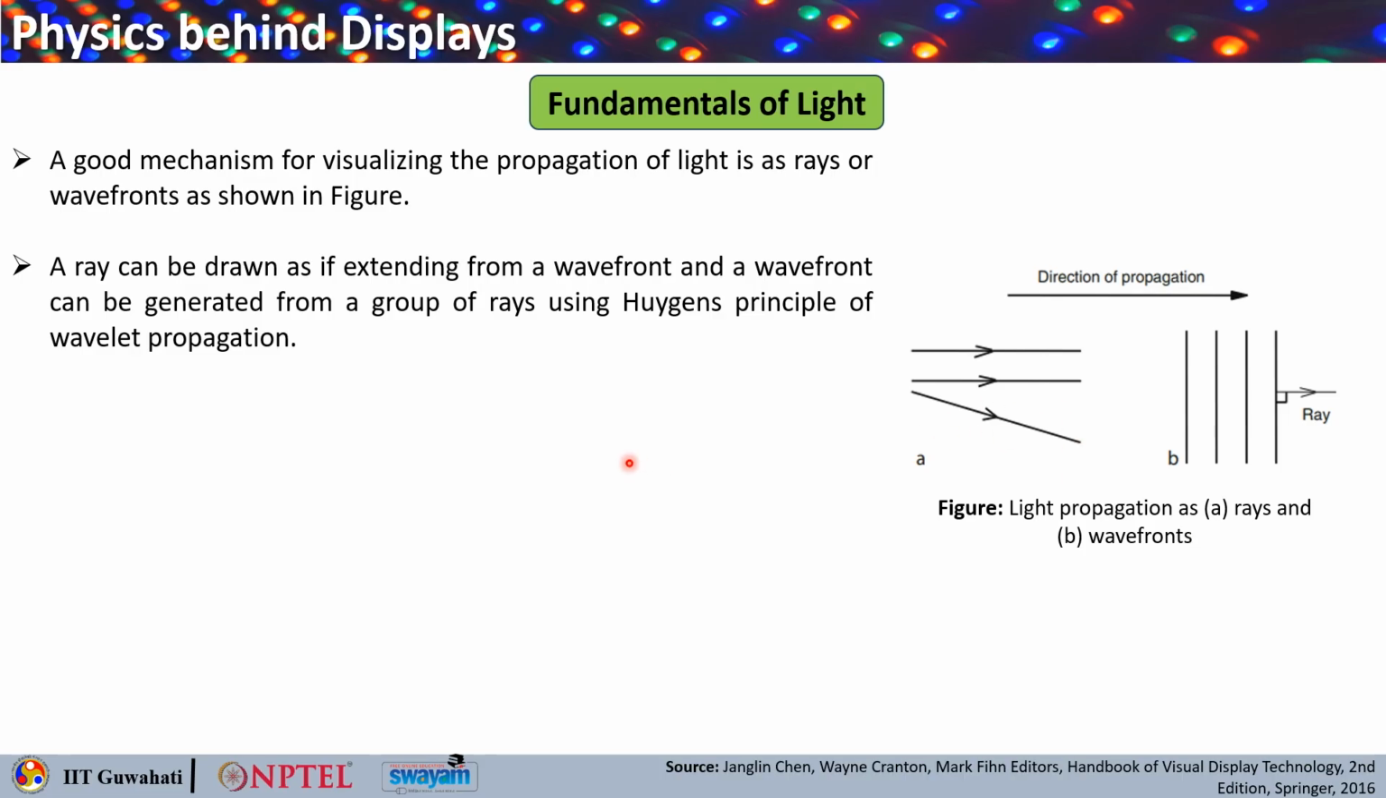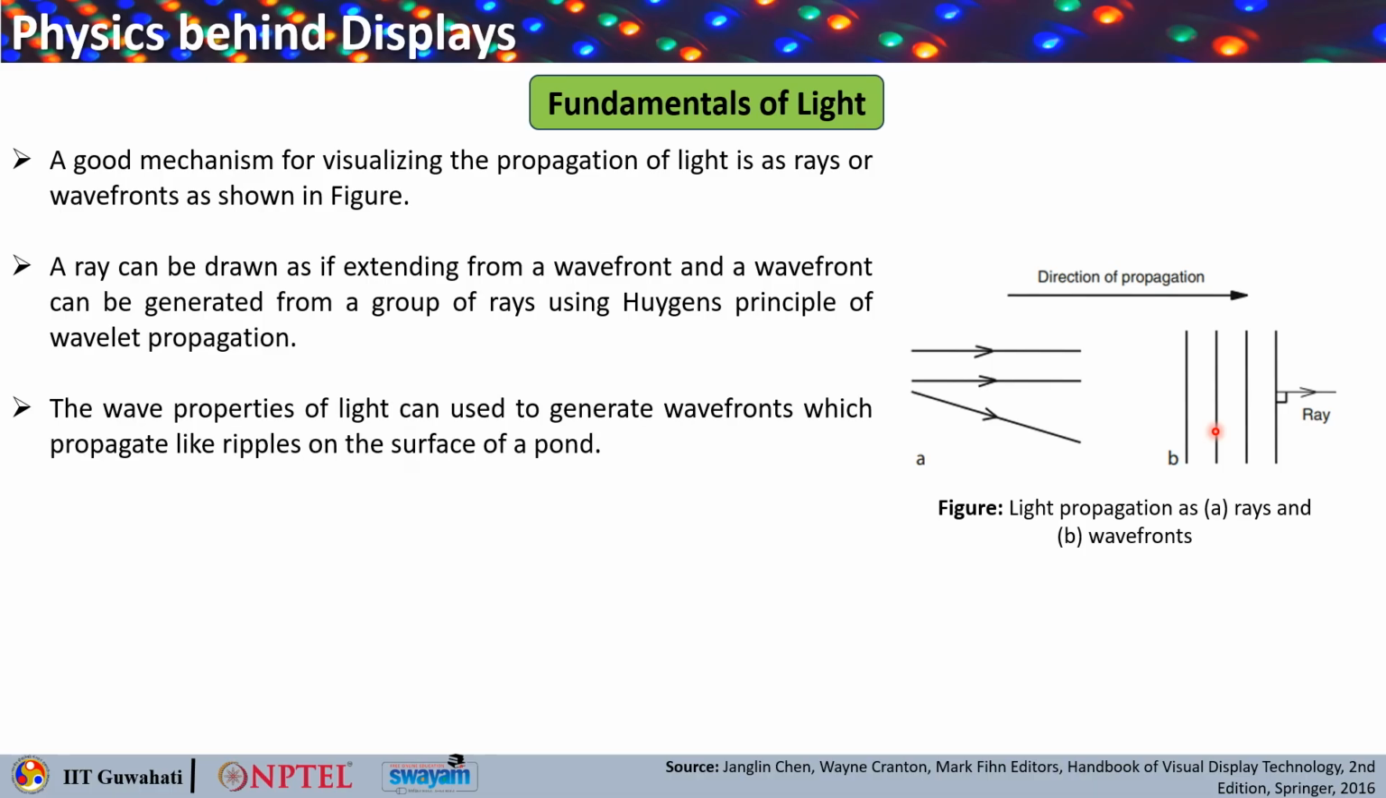A ray can be drawn as if extending from a wavefront, and a wavefront can be generated from a group of rays using Huygens principle of wavelet propagation. So, in most display applications, geometric ray theory will be used, but the wavefront could equally be applied to solve the problems. The wave properties of light can be used to generate waveforms which propagate like ripples, okay, on the surface of a pond. So, light propagation can be expressed both in space and time.